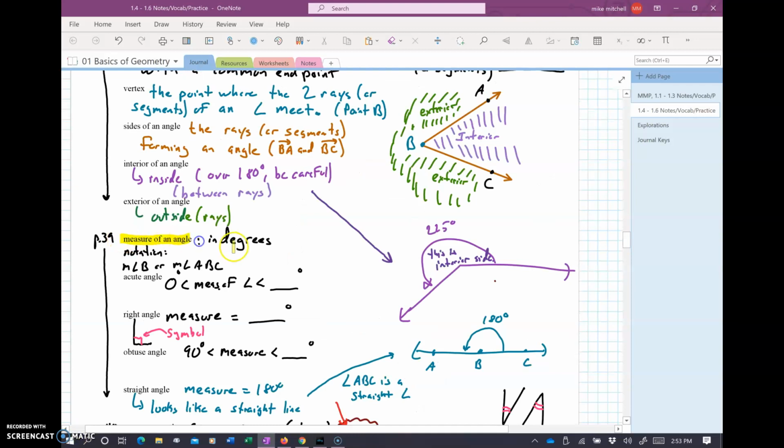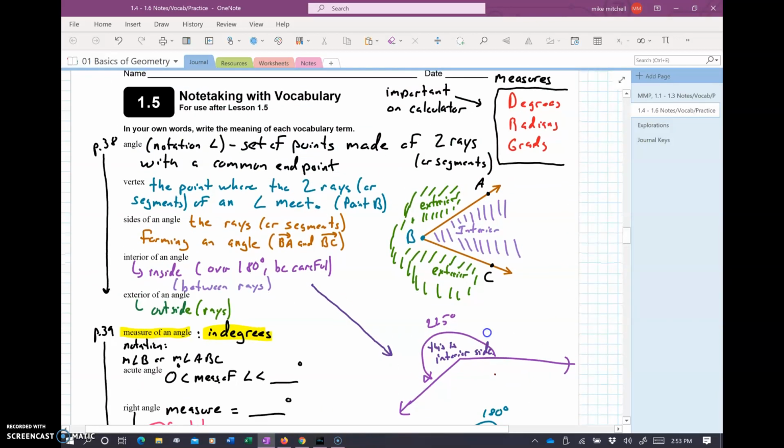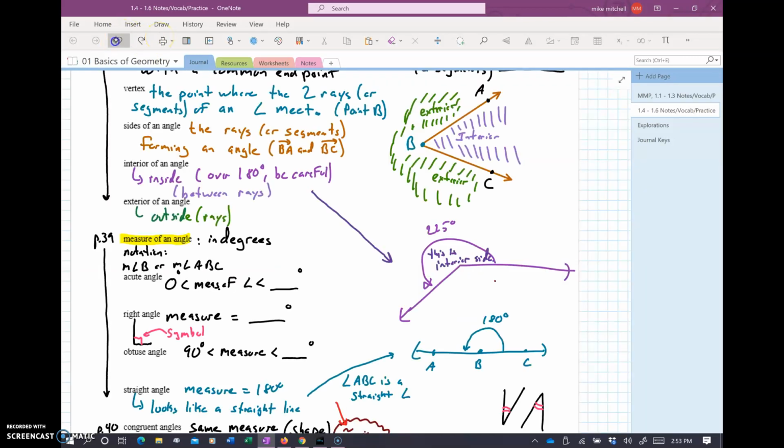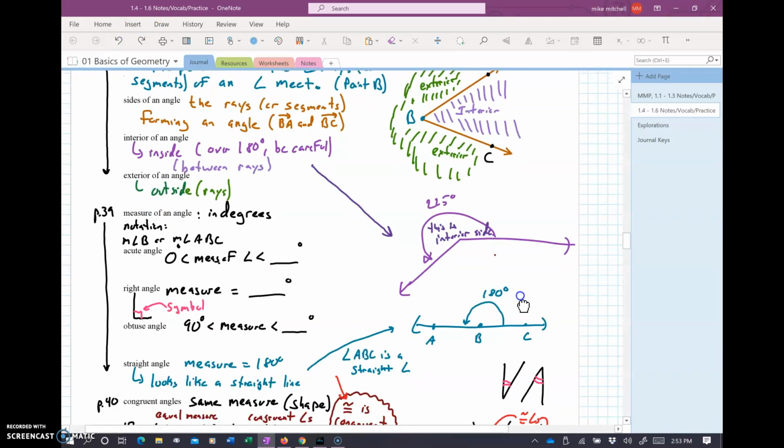Measure of an angle. We measure angles in degrees. There is other ways of measuring these. Right up here. Degrees, radians, and grads. You might see a DRG key on your calculator. This becomes really important in Chapter 9. It doesn't matter right now. It's just knowing that we use degrees, radians, and grads or other ways of measuring things. We're not going to worry about much in here. Okay, now we're back on the right spot.